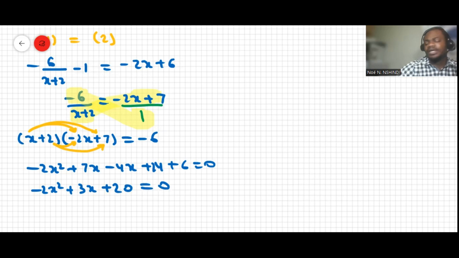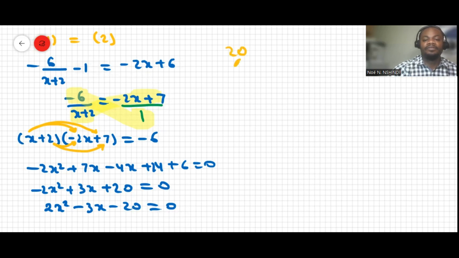So I don't want the negative in front of the x squared. I don't want it to be negative, so I times the whole equation by -1. I can change the sign of each term, it's allowed. So this would be 2x squared minus 3x minus 20 equals 0. Now we can solve it by factorization.